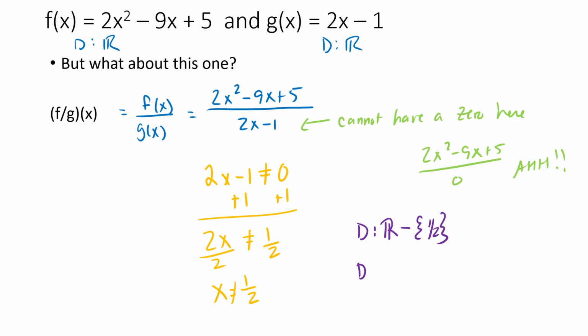You might see just x cannot be equal to 1/2. And that kind of implies that, yes, it's everything else. Just x cannot be equal to the 1/2. And so that's what we mean when we say it's the values of x that belong in both functions minus the ones that are excluded by the operation itself.